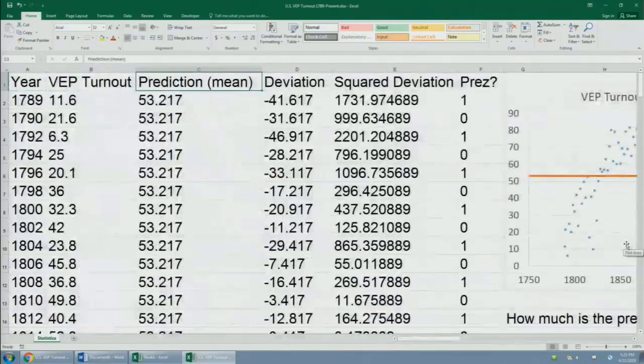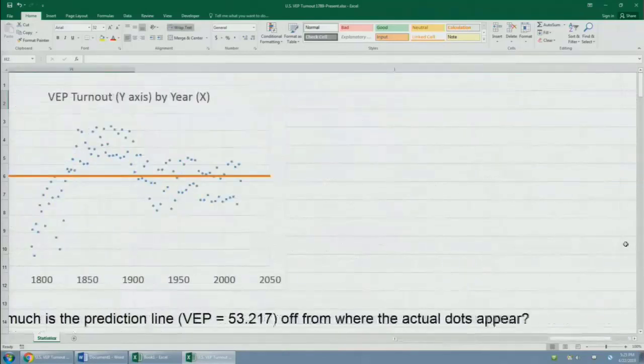When we predict based on the average, just to continue reviewing, and the average is 53.217 across all years, look at that picture, we end up being off by some amount all the time. Sometimes, it seems by chance, we kind of hit the mark. There are a couple of blue dots that are pretty close, but a lot of the time we're really off.